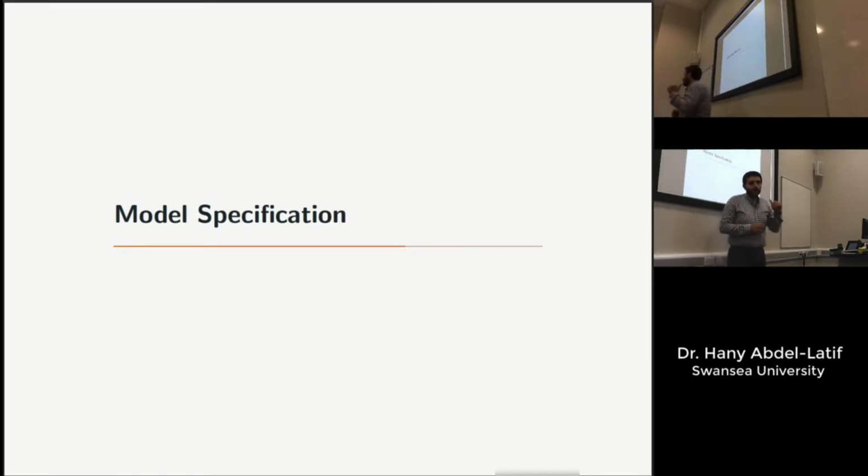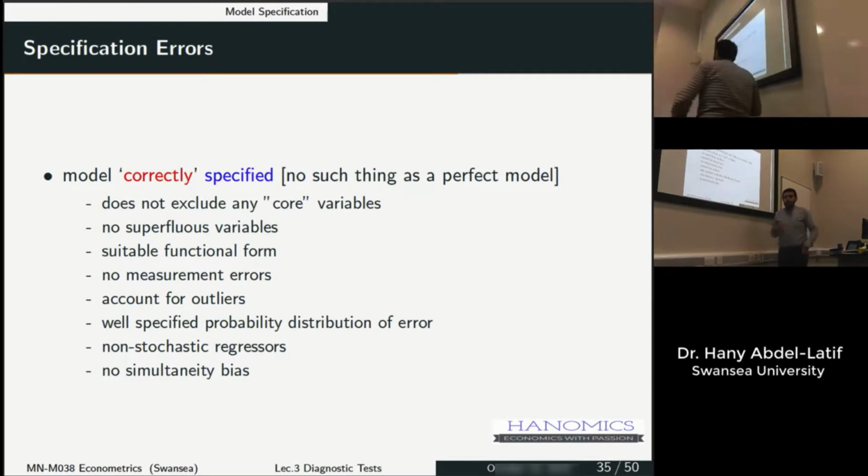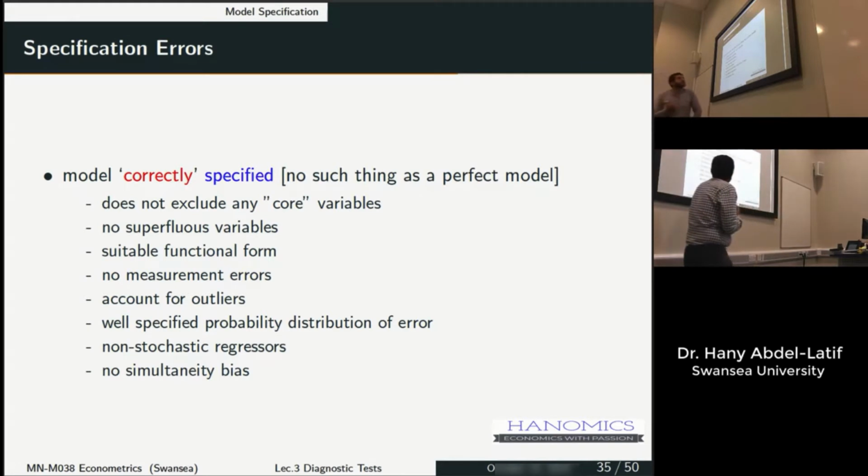So now we're moving on to the last point I would like to cover in this lecture, which is model specification. One of the assumptions is that the model is correctly specified. When we talk about model specification, we mean so many things. But before we jump into what that means, you should know that there is no such thing as a perfect model. It's very difficult, really, but we do our best. We try to avoid all these issues with the specification.